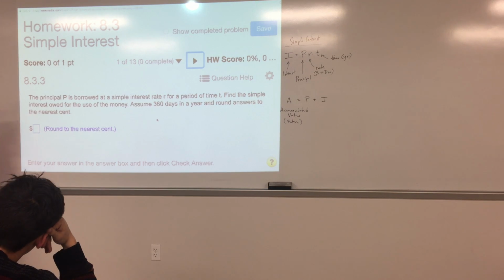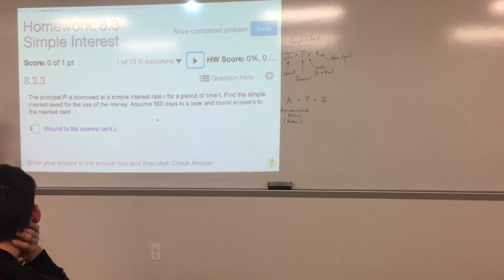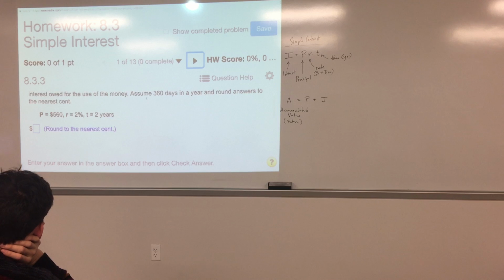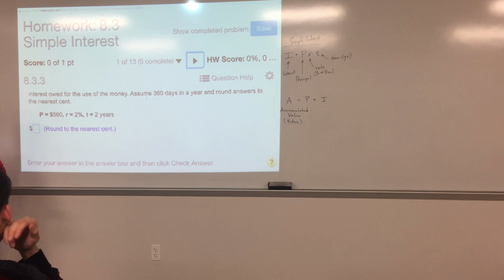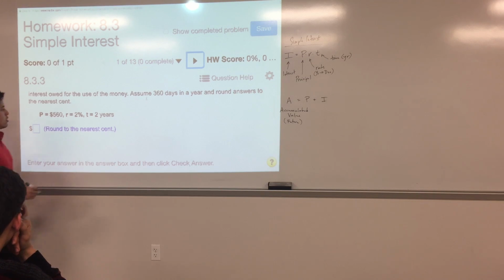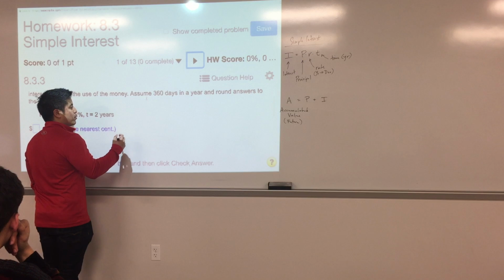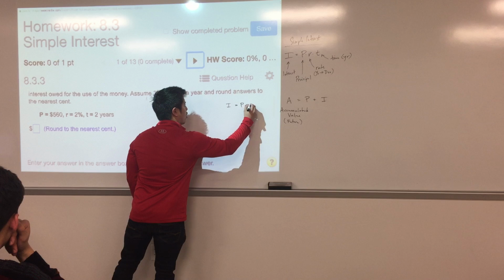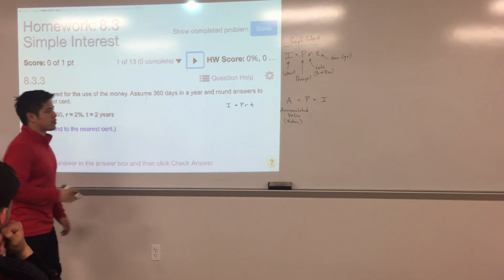The principal P is borrowed at a simple interest rate R for a period of time T. Isn't that exactly what we talked about? Find the simple interest owed for the use of the money. Assume 360 days in a year and round answers to the nearest cent. Okay, well, first we have to know what that is. Those are the criteria, those are the parameters. So if we want to figure out the interest earned on this, we can simply figure out I equals PRT.